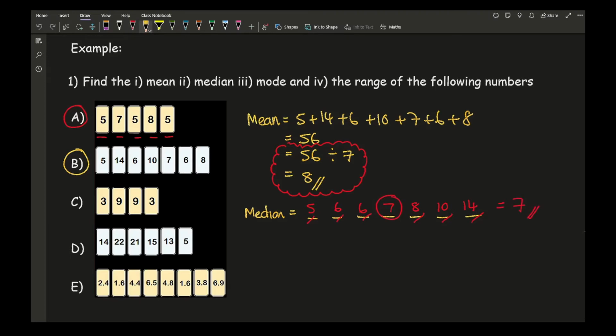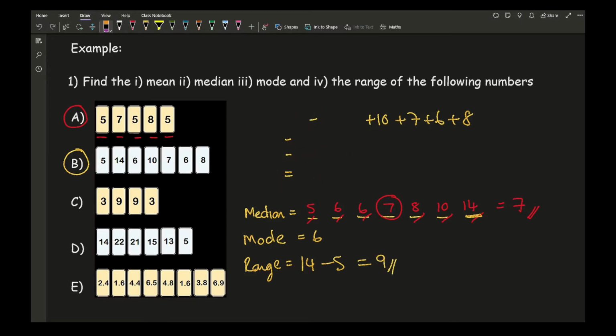And then moving on to the mode, the number that appears the most is going to be 6, because I've got 2 of them. And then the range is going to be the biggest number minus the smallest, which from my ordered list is dead easy, so it's 14 take away 5, which gives me a final answer of 9. So getting rid of all of that, let's have a look at the next question.